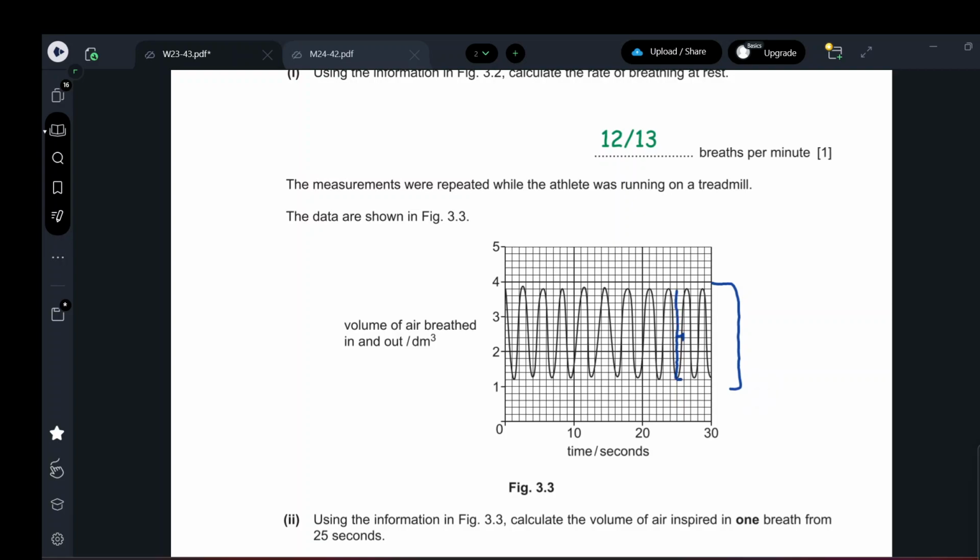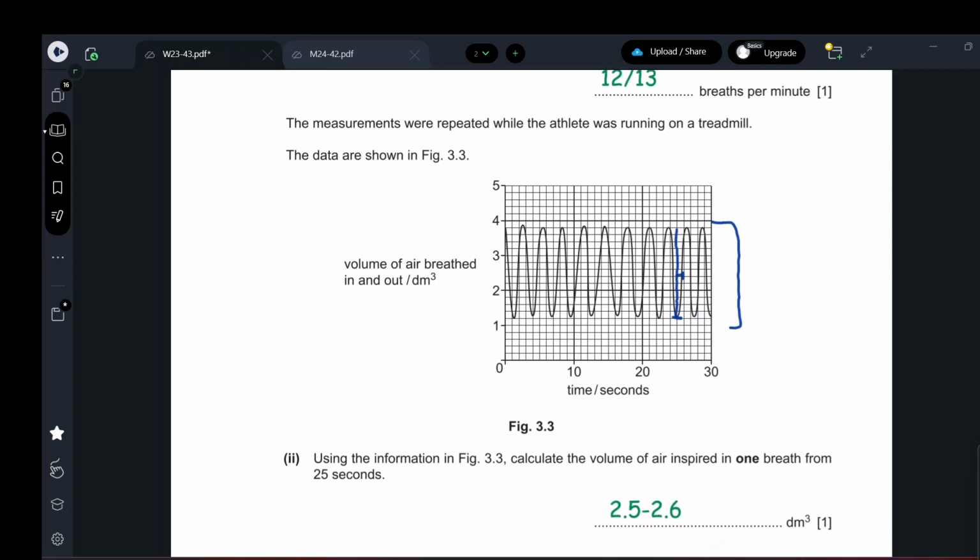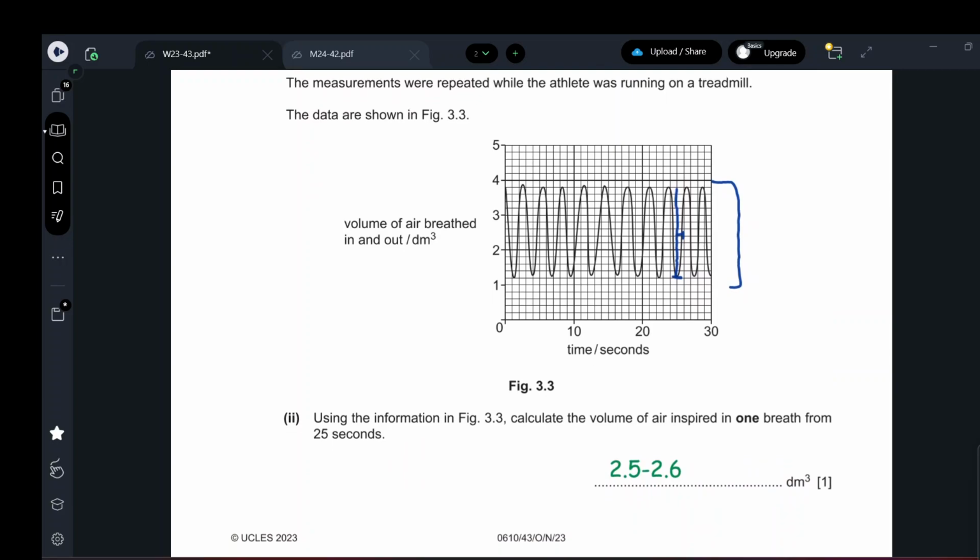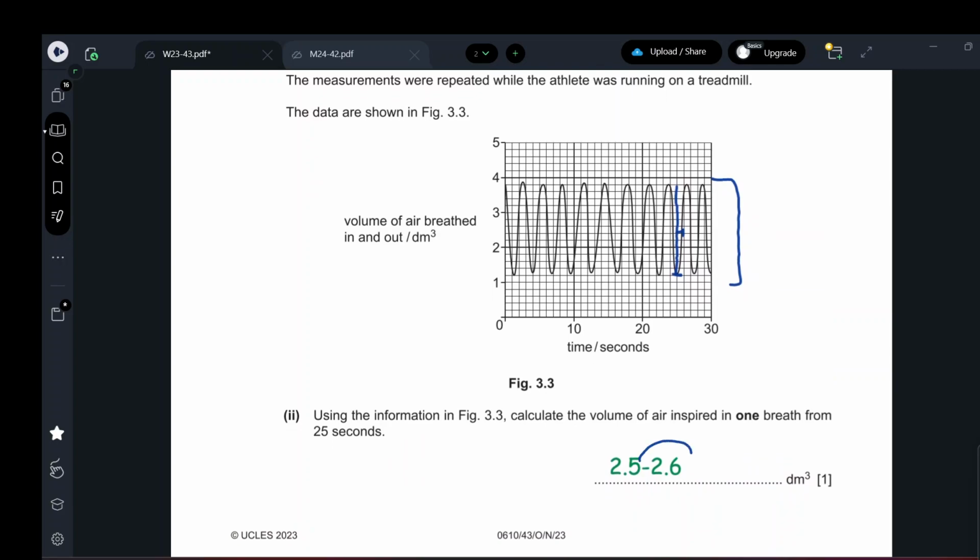Where do I start? I started from 1.2 until 3.8. I will subtract the numbers. 3.8 minus 1.2 is 2.6. If you calculated it as 2.5, it was still considered right.